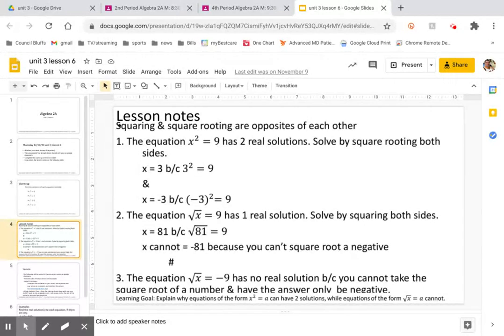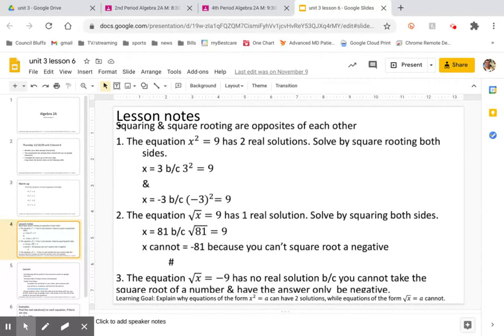Okay. So x equals 81 because the square root of 81 is 9, but it cannot equal -81. Okay. We can't do plus minus there because I can't take the square root of a negative in this real number system. So an equation like number 2 only has one solution. Okay. Now, number 3, where I have the square root of x equals -9, it has no solution.